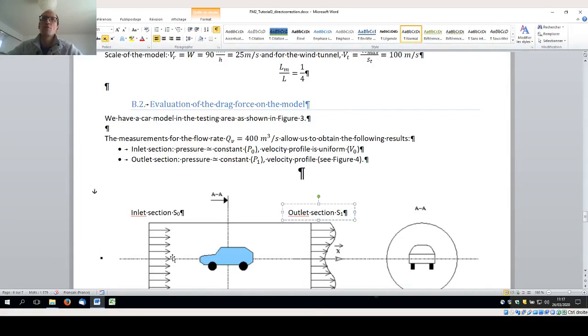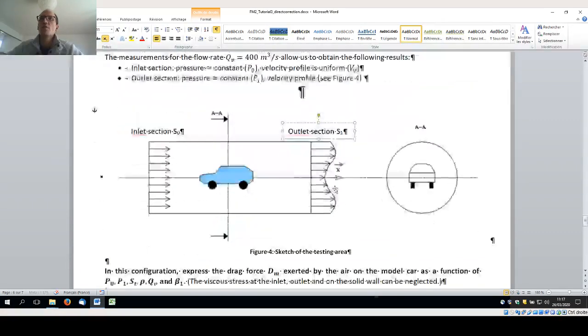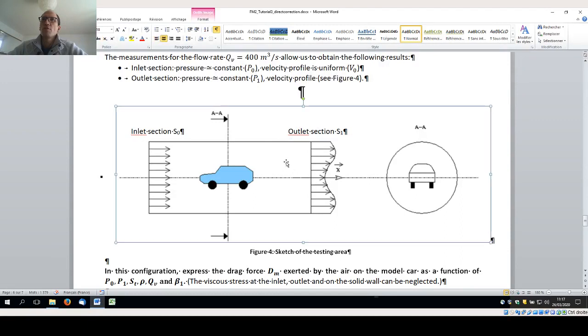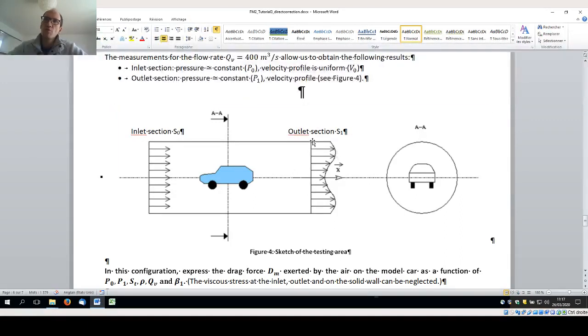Here on velocity profile V0 and V1 in the outlet. So we have devices to measure the flow in the inlet and flow in the outlet. For instance, you have a pitot tube that you can move at different locations in order to measure the velocity profile you have in the outlet and the velocity profile you have in the inlet.